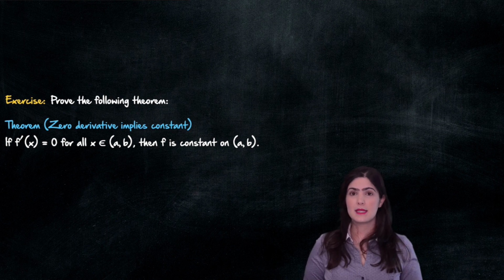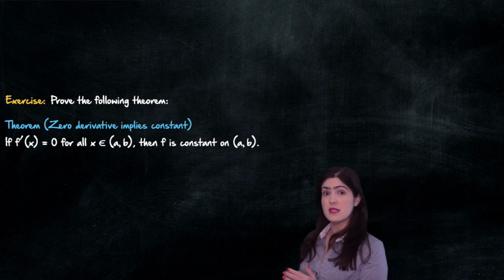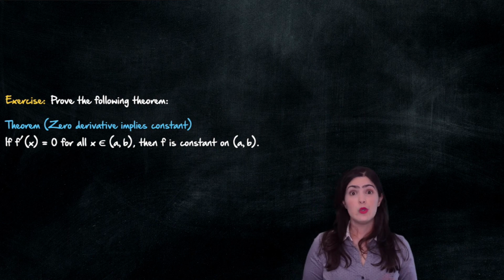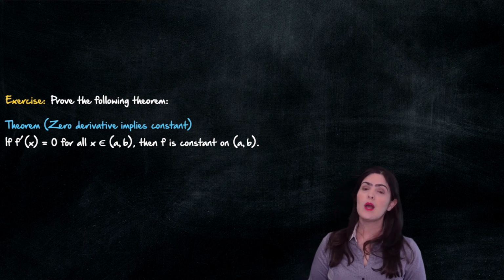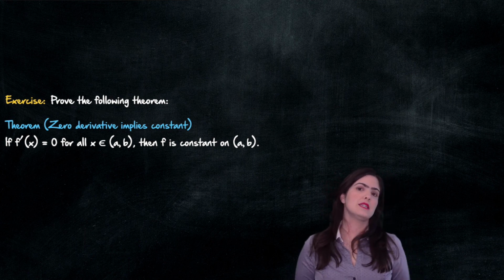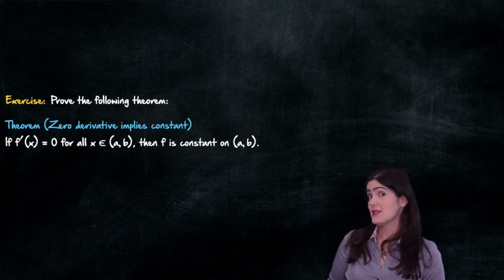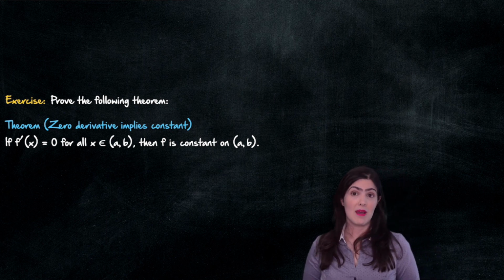So it's a nice exercise for you to complete. Try to prove both directions. The first direction is that if I know that a function is constant, then the derivative is 0. That one you can prove using the definition of derivative. And then in the other direction, if I know that a function has derivative equal to 0 for all points x in the open interval, then the function must be constant.